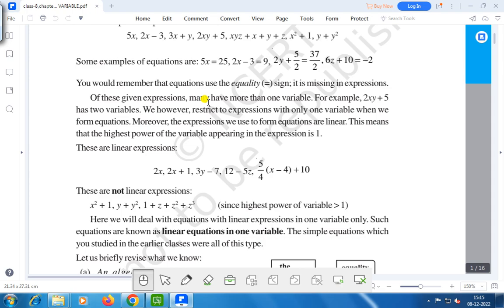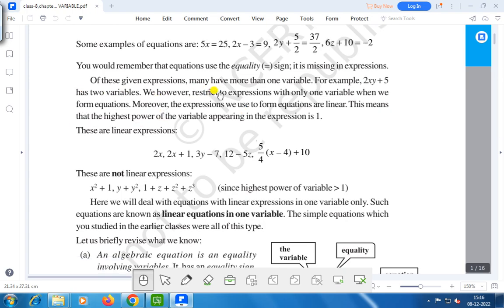Of these given expressions, many have more than one variable. For example, 2xy plus 5 has two variables. We however restrict to expressions with only one variable when we form equations. Moreover, the expressions we use to form equations are linear. This means that the highest power of the variable appearing in the expression is 1.